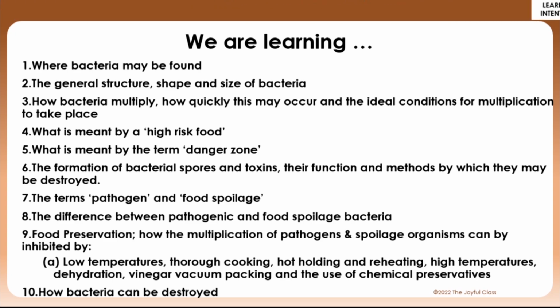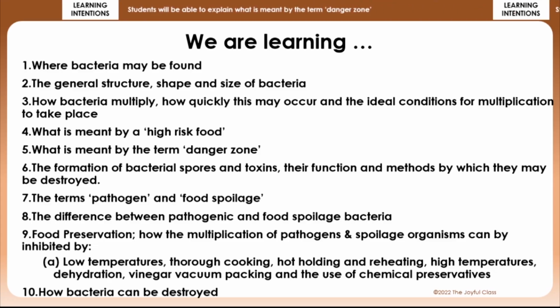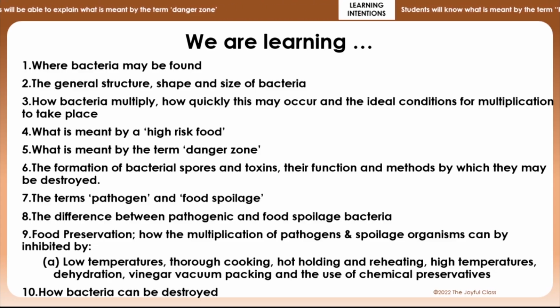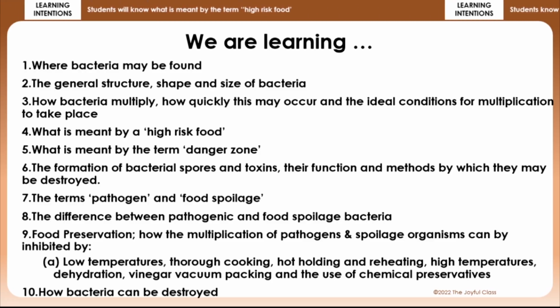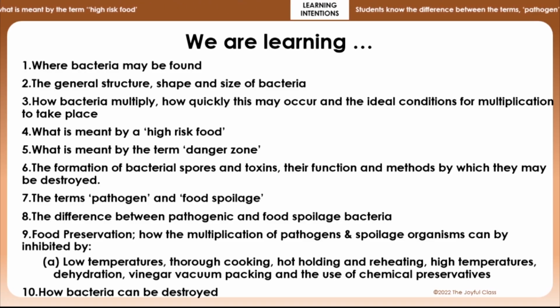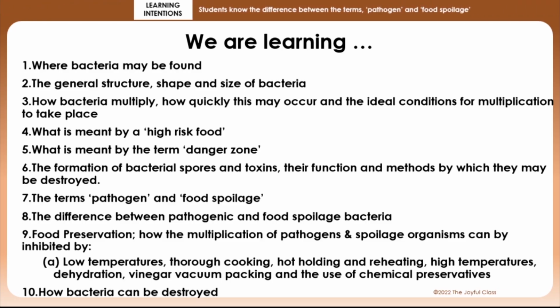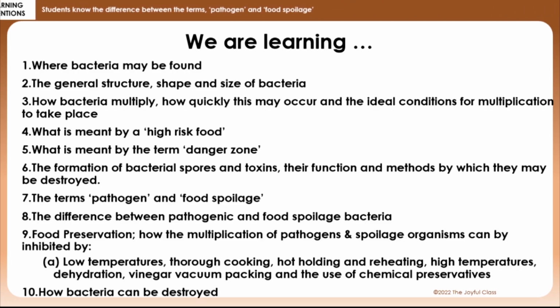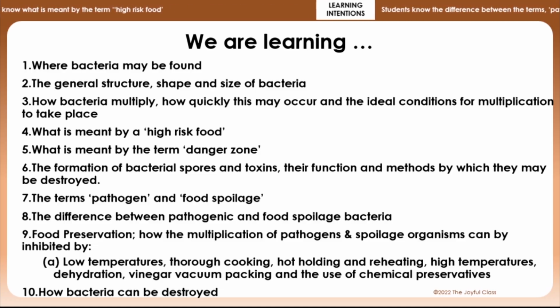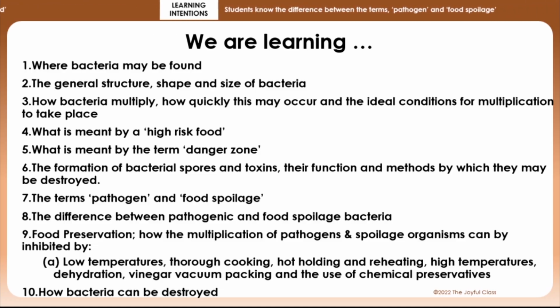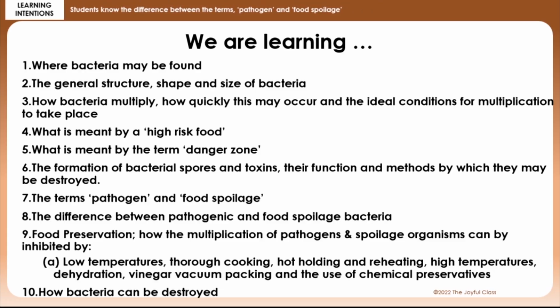And we'll learn the difference between pathogenic and food spoilage bacteria. We'll learn about food preservation and how the multiplication of pathogens and spoilage organisms can be inhibited by low temperatures, through cooking, hot holding and reheating, high temperatures, dehydration, vinegar, vacuum packing, and the use of chemical preservatives. And the last one we'll learn is how bacteria can be destroyed.